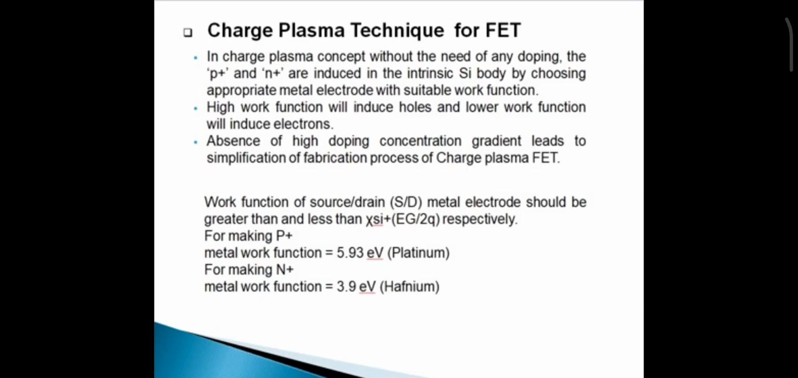The work function of the source drain metal electrode should be greater than or less than psi, electron affinity plus Eg by 2q, respectively. For making P plus, a work function of 5.93 eV is required. 5.93 eV is the work function of a platinum metal electrode. For making N plus, a work function of 3.9 electron volt is required. Hafnium has a 3.9 electron volt work function.